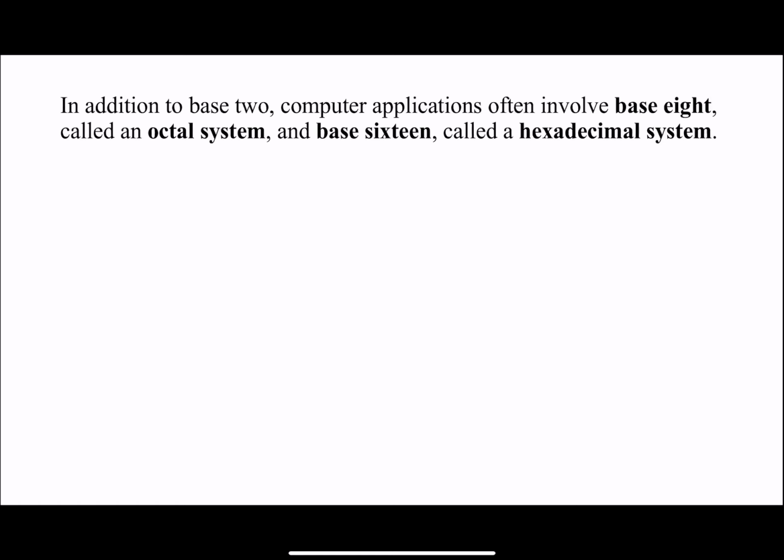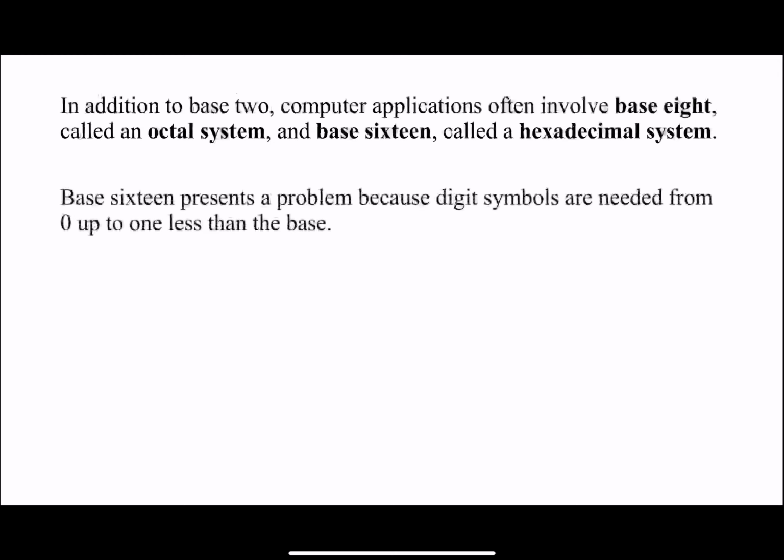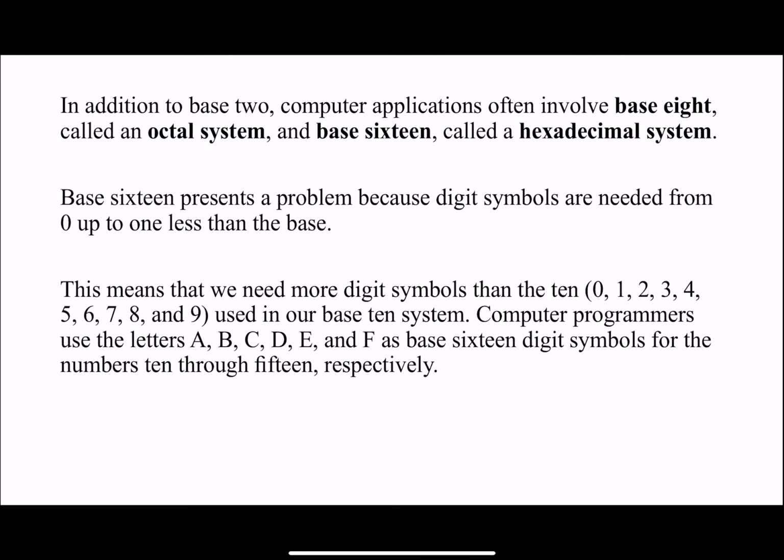But now the question is, for example, we know that in base 10, the digits that are allowed are from 0 to 9. What about base 16? So from 0 to 15, but how can we write down the digits after 9? Because after 9, if you write down 10, it's like you're working in base 10, right? So if you want to work in base 16, what should you do?